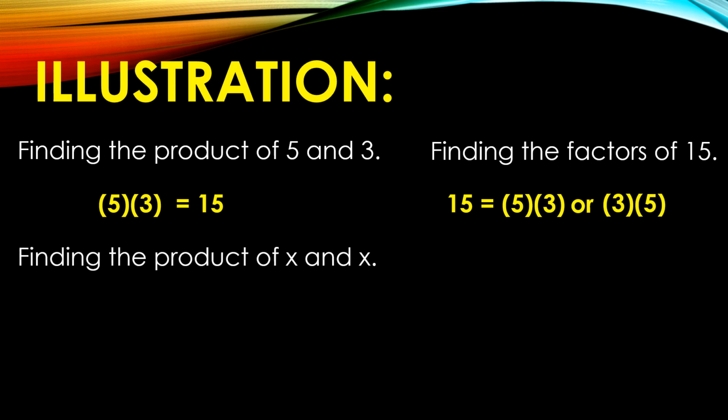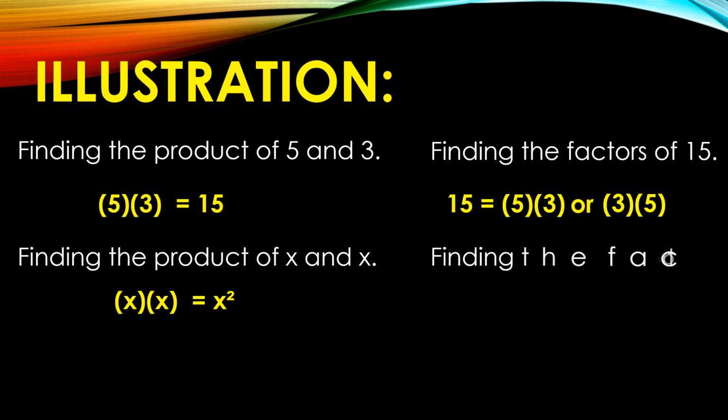Second, finding the product of x and x. Again, you multiply: x times x is equal to x squared. The opposite process of multiplication is factoring. How about finding the factors of x squared? The answer must be x squared is equal to x times x.